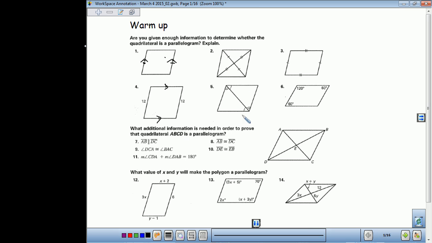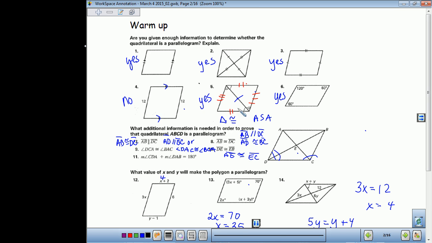All right, number 5. Yes. You've already seen it's yes. Why? Because right now, this is congruent to itself. So I have triangle congruence by angle side angle. Does everybody follow that? This triangle is congruent to this triangle by angle side angle. So, corresponding parts of congruent triangles are congruent. So, because of that, these two are congruent and those two are congruent, so opposite sides are congruent. It's enough to prove a parallelogram.